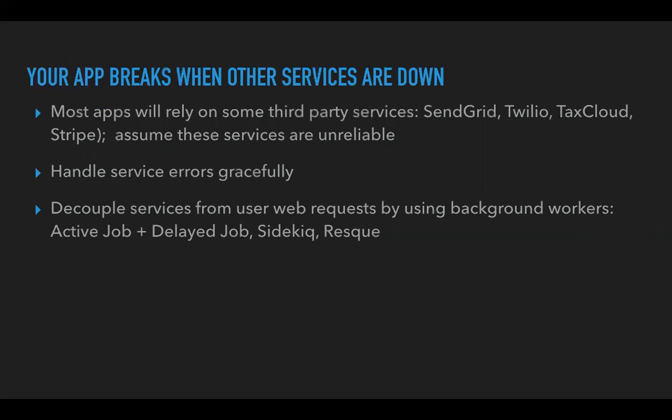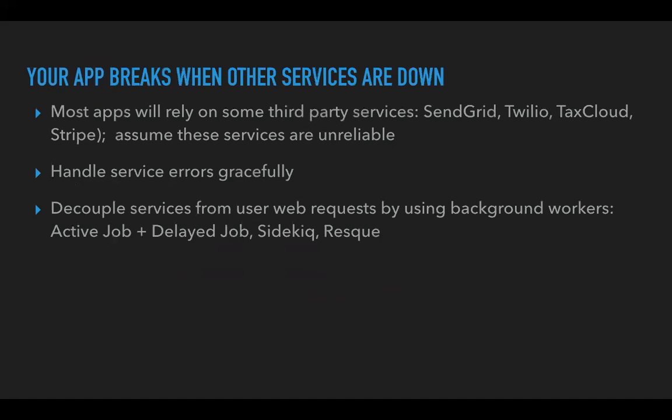So your app's out there, but it's probably relying on a few third-party services. And when those are down, your app breaks. So have y'all interfaced with any APIs, other services, Stripe, or what are some examples? Perfect. So Twilio is a great example.